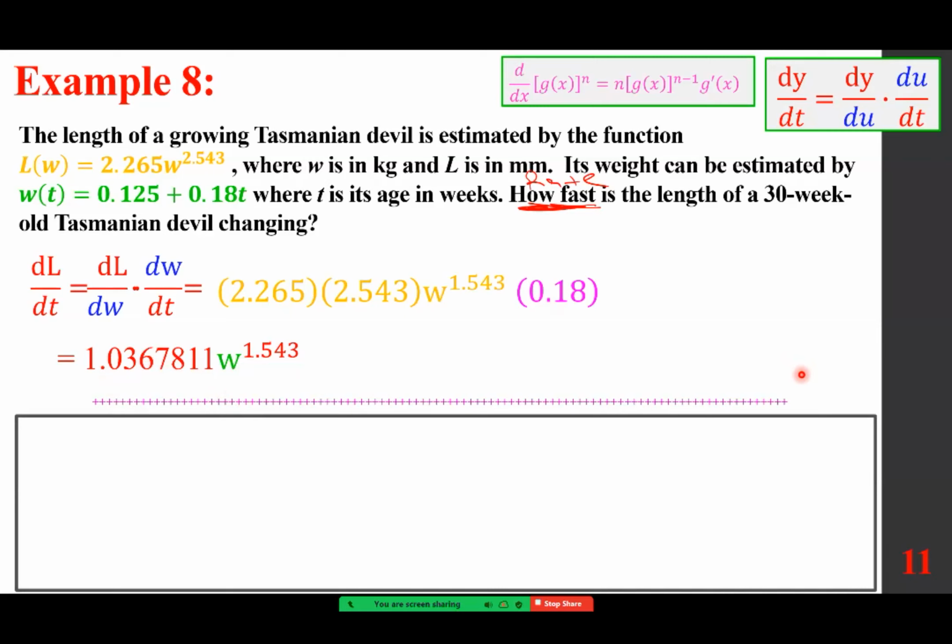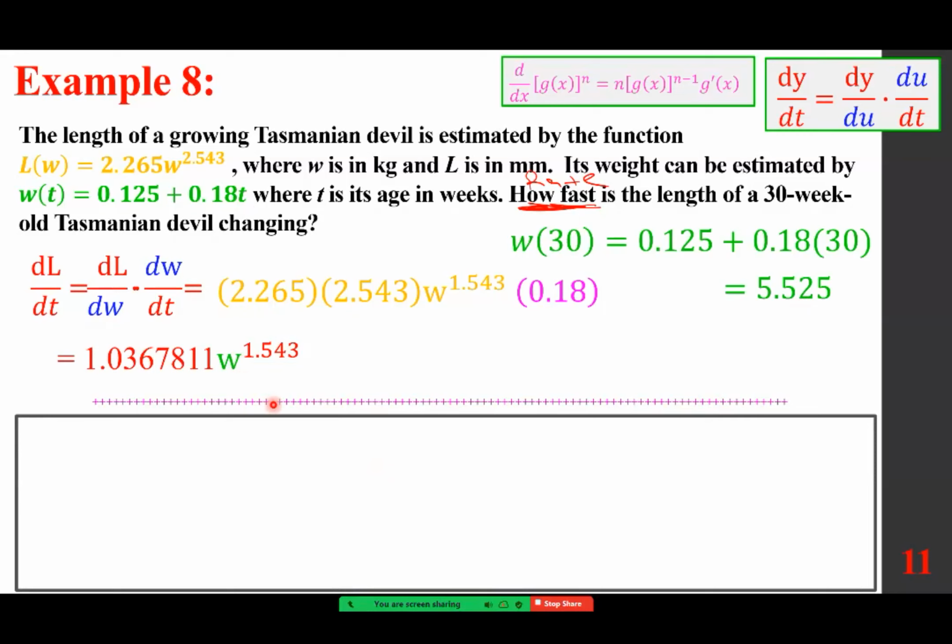And of course, now, what about W? Well, you have two choices. You can replace it with this, and then T is 30. Or just evaluate this when T is 30. So when we do that, again, that's an easier way, sort of.